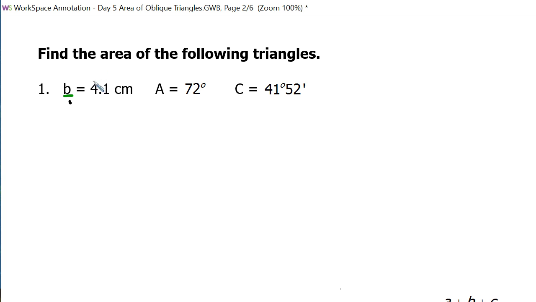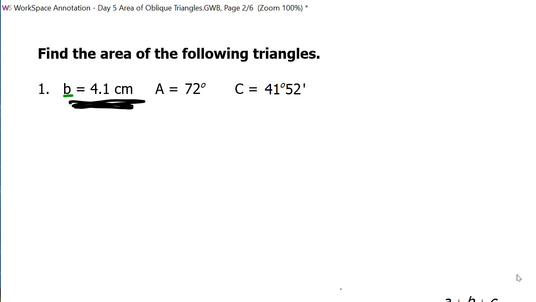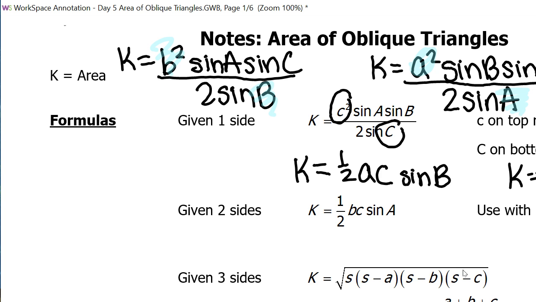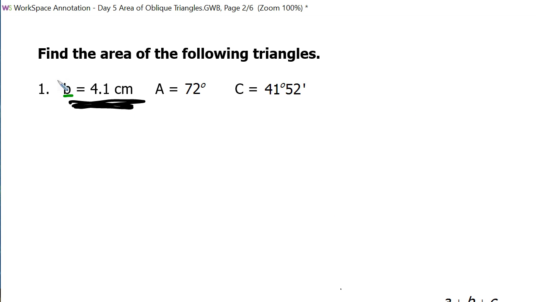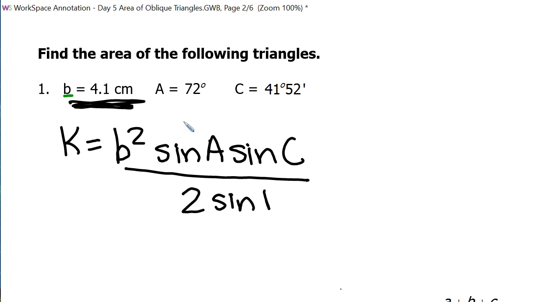Yeah, just one side. So if you're given only one side, this would be the formula you would have to use. But which side were we given? B. So I need to use the one that has the B squared. So the formula we need to use would be K equals B squared times the sine of A times the sine of C divided by 2 times the sine of angle B.